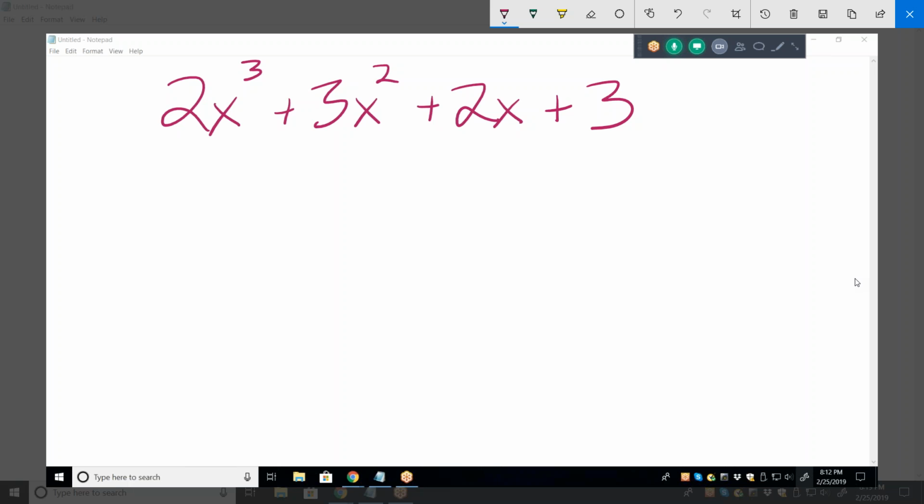And cubics are unbelievably hard to factor. Just as a warning. Except in one situation. And that is where the ratio of the first two coefficients is the same as the ratio of the second two coefficients. Well, the first two coefficients is 2 over 3, right?